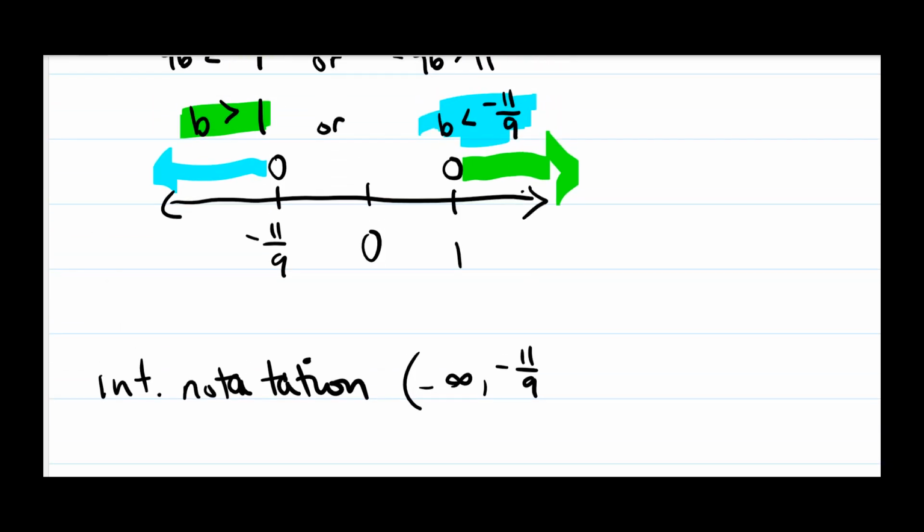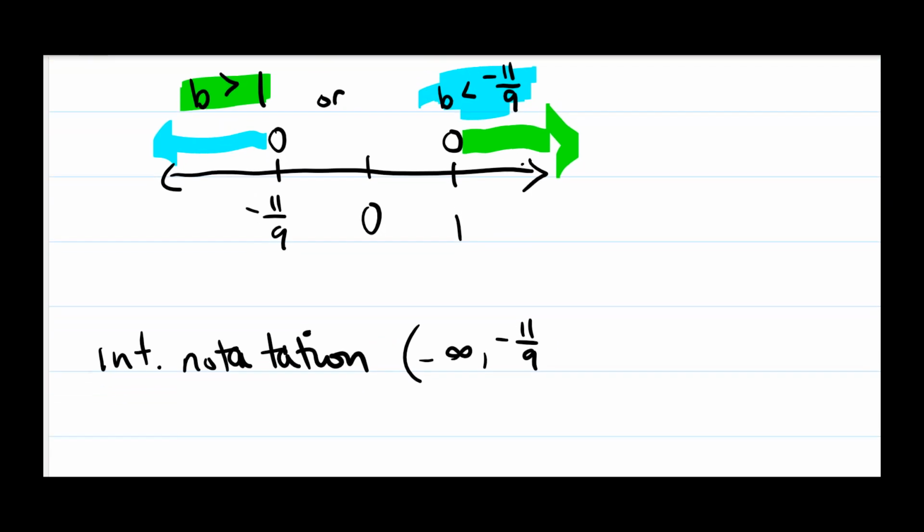We could look at the inequality symbol, which is greater than or less than. We could look at the dot that is there. So since that is an open dot, we would put a soft bracket. So that's one thing. So we'd put negative infinity, negative 11 ninths. Then we put this little U symbol there.